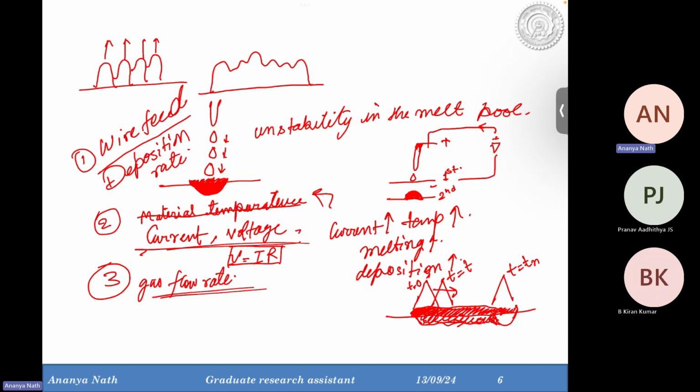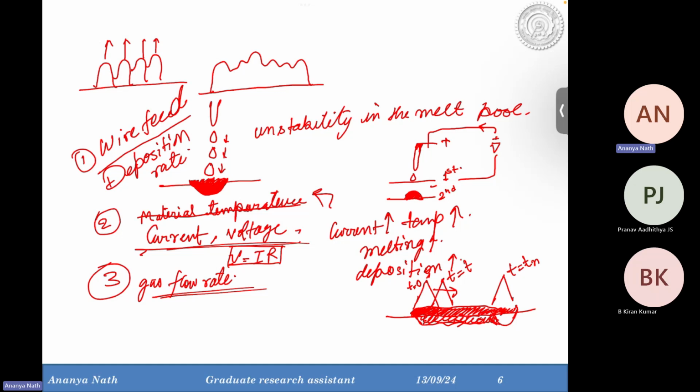If your arc is moving, your melt pool is moving, and you are also depositing in an open air environment, then at that high temperature of the melt pool, you may entrap some gases from the environment. You can also entrap other material, other ions, something which is not required in the melt pool zone.